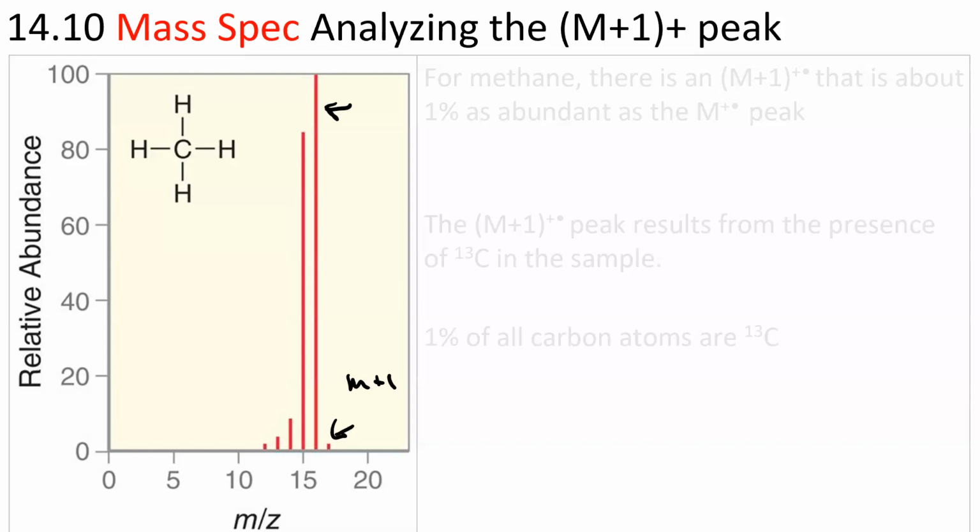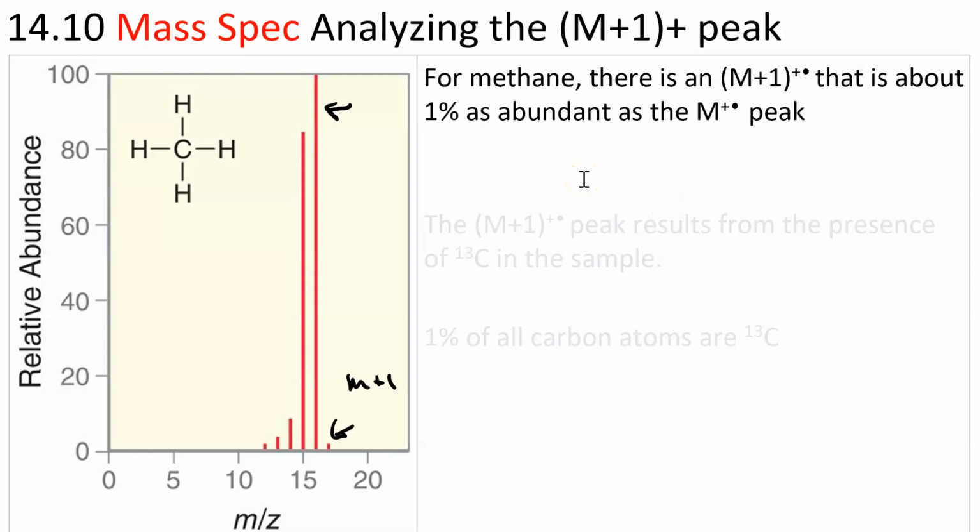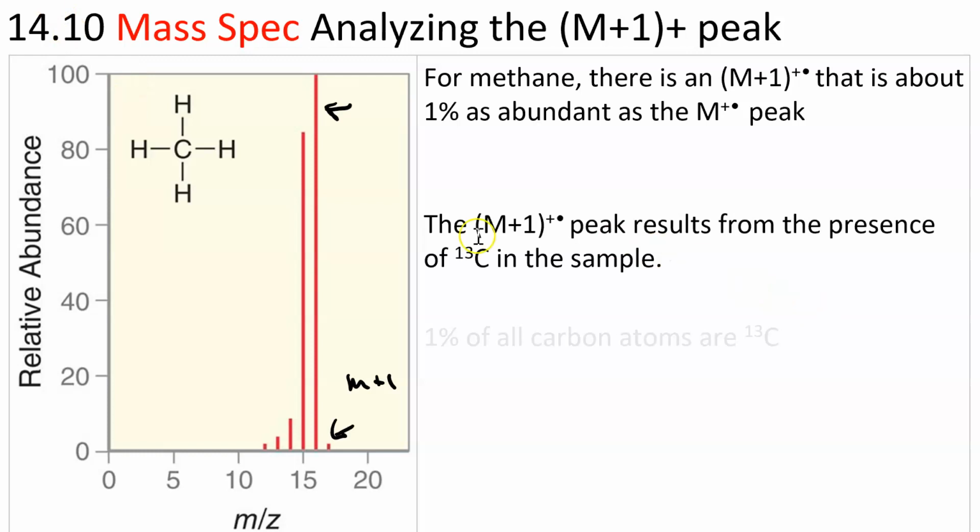And why do we see that? Well, one thing, it's important to take note of the relative abundance. Here the M+1 peak is only about 1% of the abundance of the molecular ion peak. It turns out that the M+1 peak results from the presence of carbon 13. So 1.1% of all carbon atoms are carbon 13. That means that if you had 100 methane molecules, 99 of them would be carbon 12, and that would show up as this peak, the molecular ion peak. But one of them would be carbon 13, and that's why you'd see this peak here. And that explains the relative abundance.